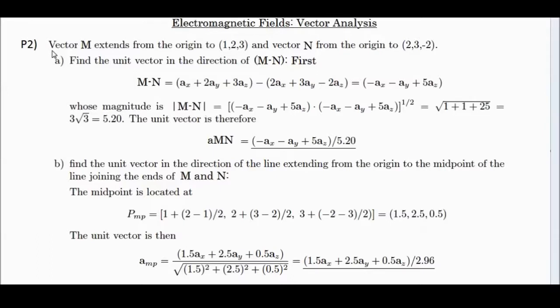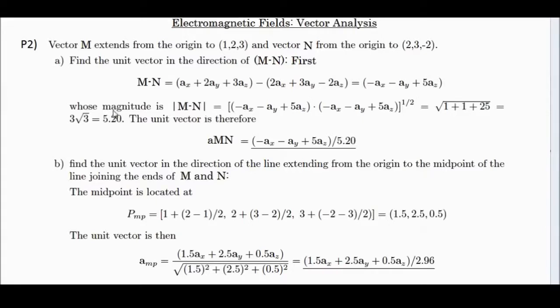Second problem. Vector m extends from the origin to point 1, 2, 3, and vector n from the origin to point 2, 3, minus 2. Find the unit vector in the direction of m minus n. To compute unit vector in this direction, we need to first compute the vector itself. M minus n is first computed by using the given data, m vector minus n vector, which works out to be this value, this vector.